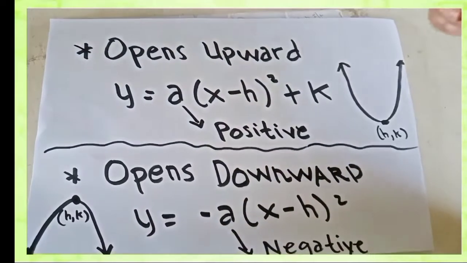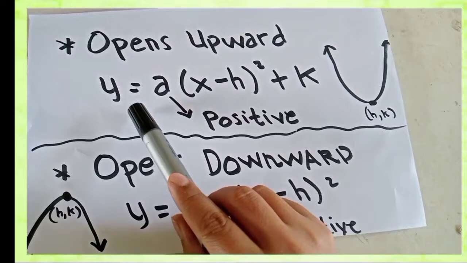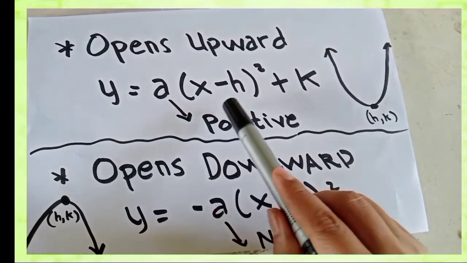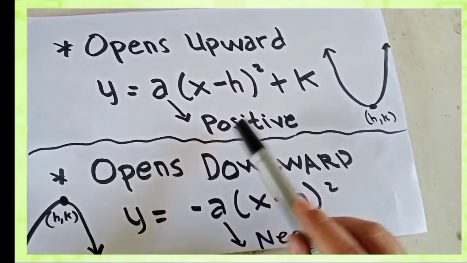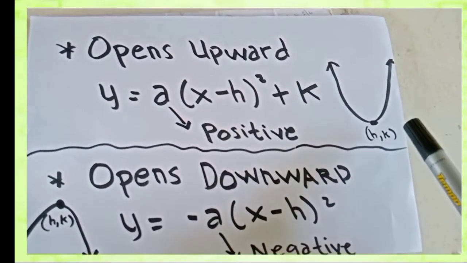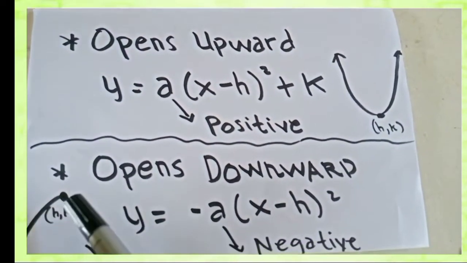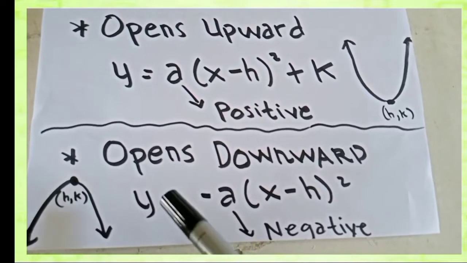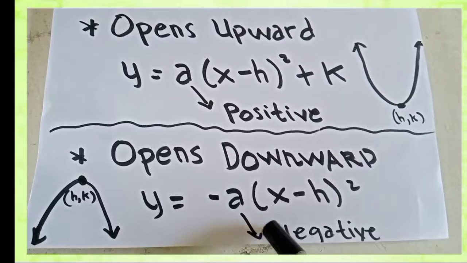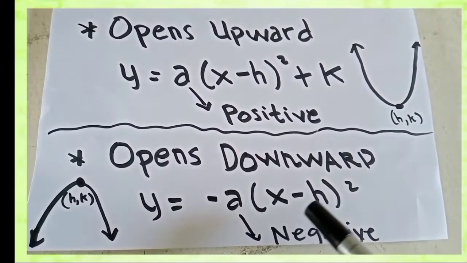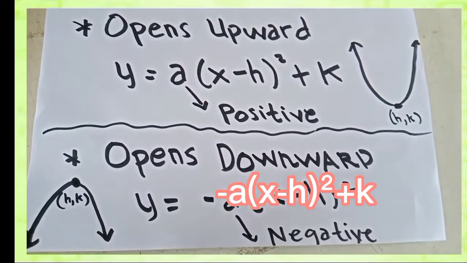Okay, we have here two behaviors. Number 1, opens upward. If the vertex form y equals a, the quantity of x minus h squared plus k, where a is positive, then the graph or the behavior is opens upward. So pa taas siya. Then, however, the graph of a parabola is opens downward if a is negative. Y equals negative a times the quantity of x minus h squared. Okay, is it understood?